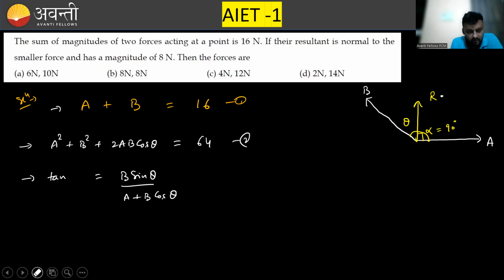I am doing it here only. I think you can understand the situation. Tan 90 is what? Sin 90 over cos 90. Sin 90 is 1, over cos 90 is 0.